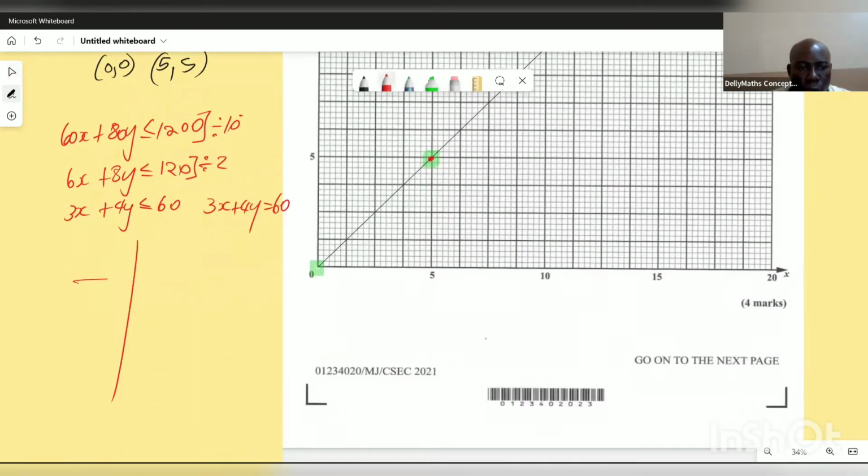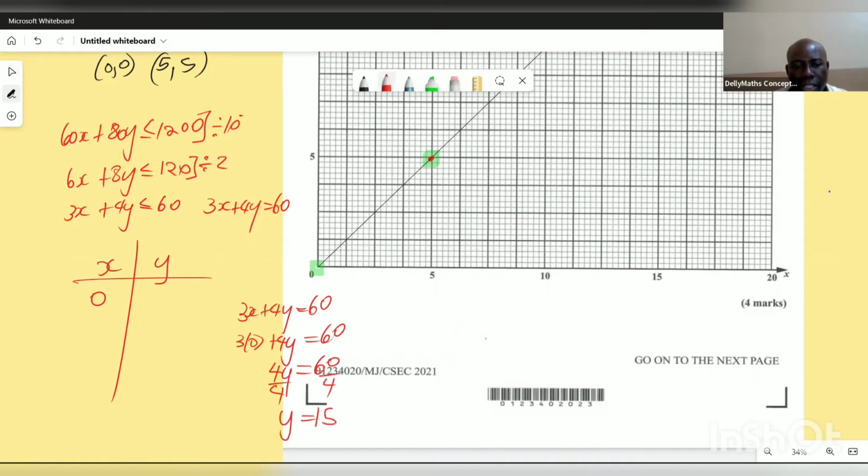So let us just draw up our x and our y. We need 2 points. Normally, I try to use 0. So if I'm saying when x is 0, I want to know what is the y value that matches with it. So let us just write this out. 3x plus 4y equals 60. If x is 0, I'll have 3 times 0 plus 4y equal 60. So in other words, 4y equal to 60, divide by 4, y is equal to 15. So when x is equal to 0, y is 15.